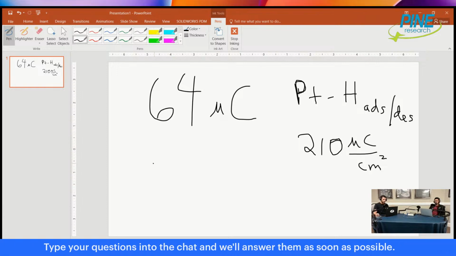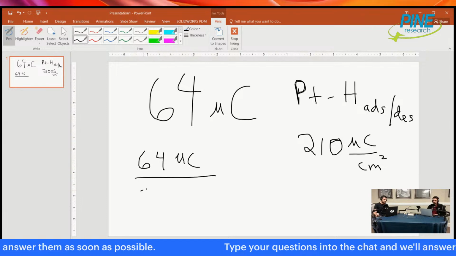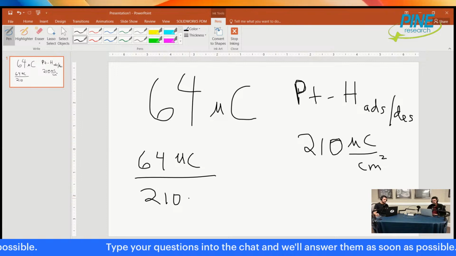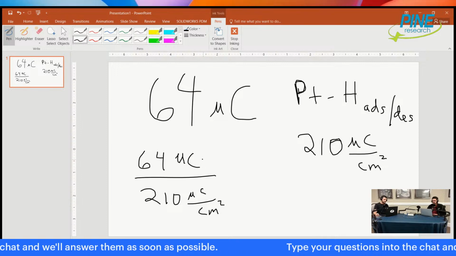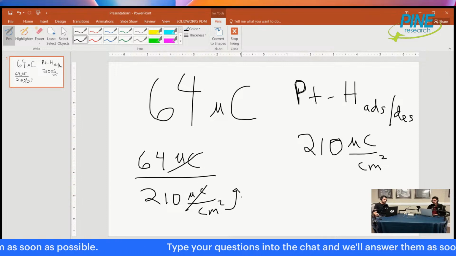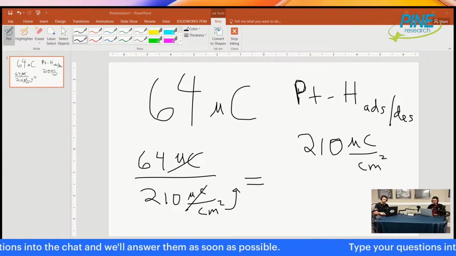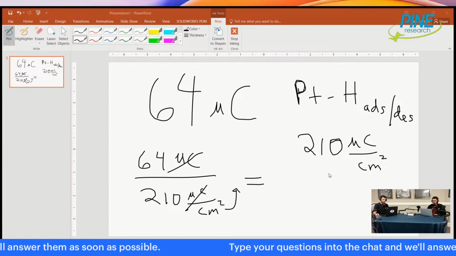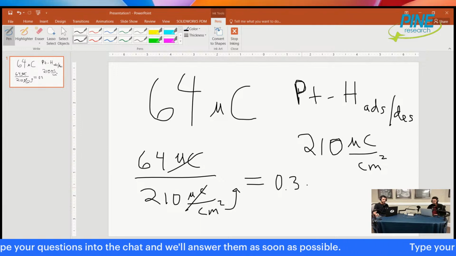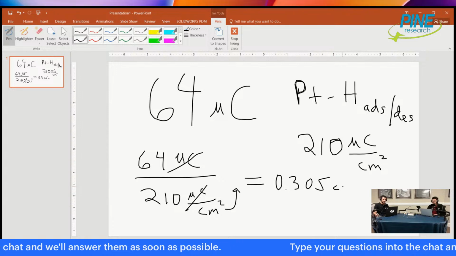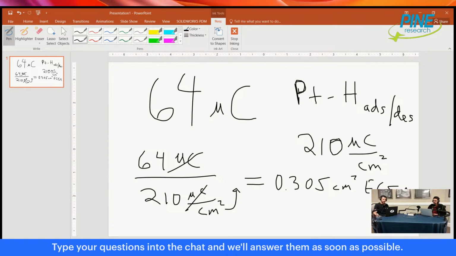Okay, 210. And so all we're literally doing is taking 64 microcoulombs divided by 210 microcoulombs per centimeter squared, right? And so microcoulombs cancel, centimeter squared goes into the numerator. And so this is some number. Let's see, 64 over 210. It's 0.305. Okay, equals 0.305 centimeters squared ECSA.